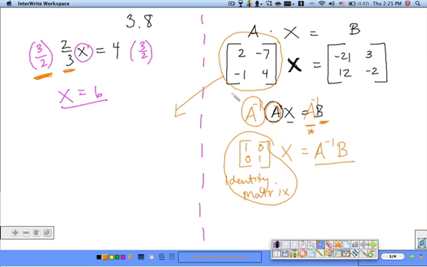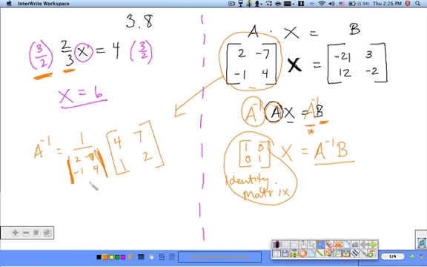So first thing we have to do is find the inverse of A. Well, here's A up here. So let's go find the inverse of it. A inverse is equal to 1 over the determinant of A, the determinant of 2, negative 7, negative 1, 4, times the matrix. Let's flip-flop these. 4 goes up here, 2 goes down here. Then make this negative 1, positive 1. Make negative 7, positive 7.